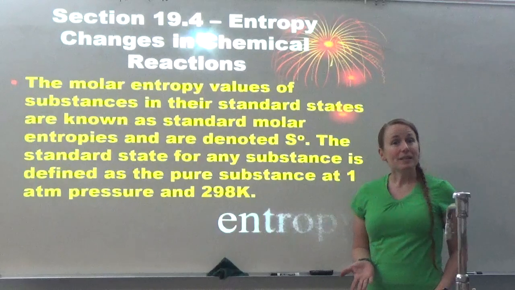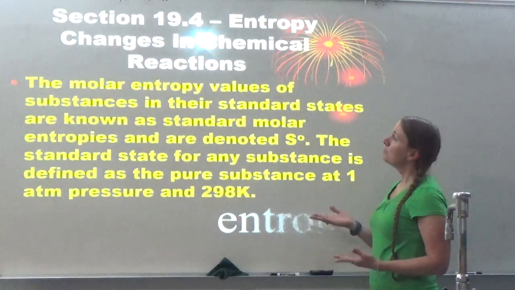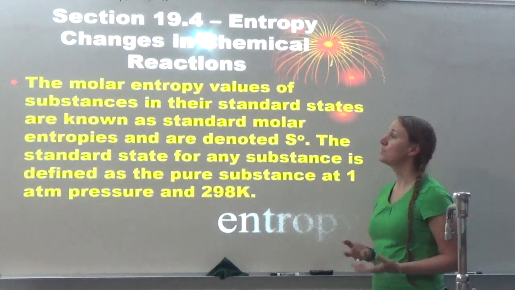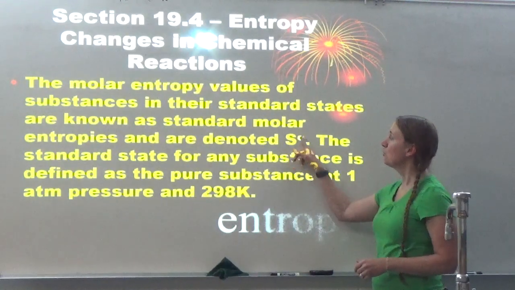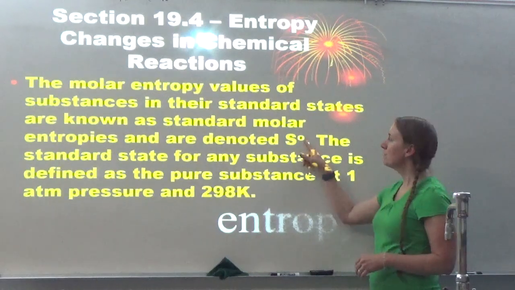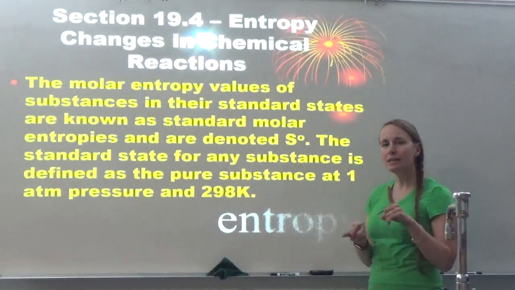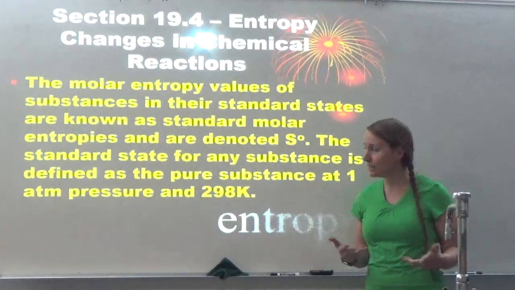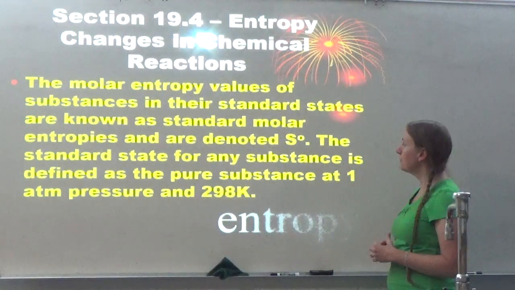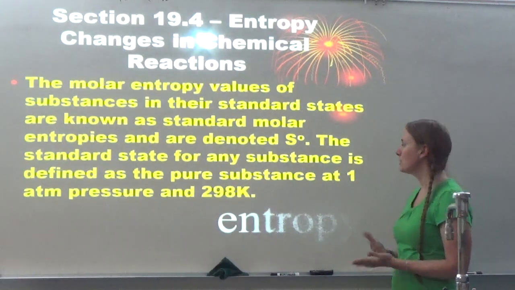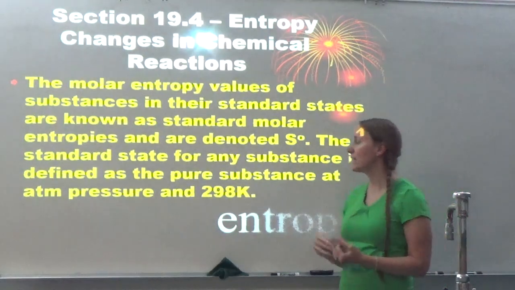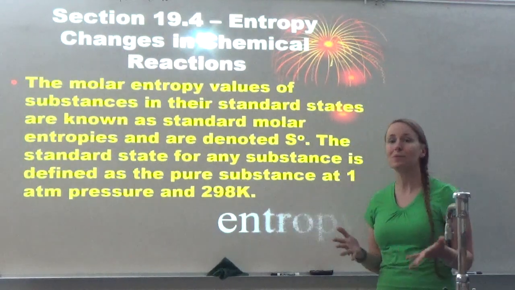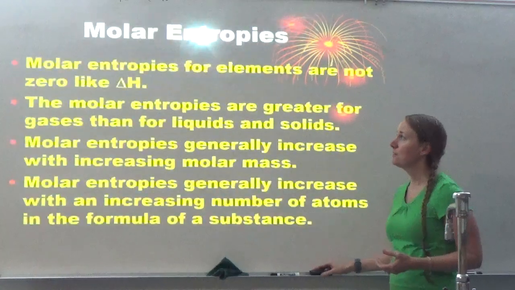So remember, entropy is denoted by S, so the molar entropy values of substances in their standard states are known as standard molar entropies and are denoted by S with a little degree sign. So y'all, whenever you see the degree sign, be it with S, H, G, any of those, that is denoting that you're at standard conditions. The standard state for any substance is defined as the pure substance at 1 atm pressure and 298 Kelvin. So that means you pick what state it's normally at that temperature and pressure.